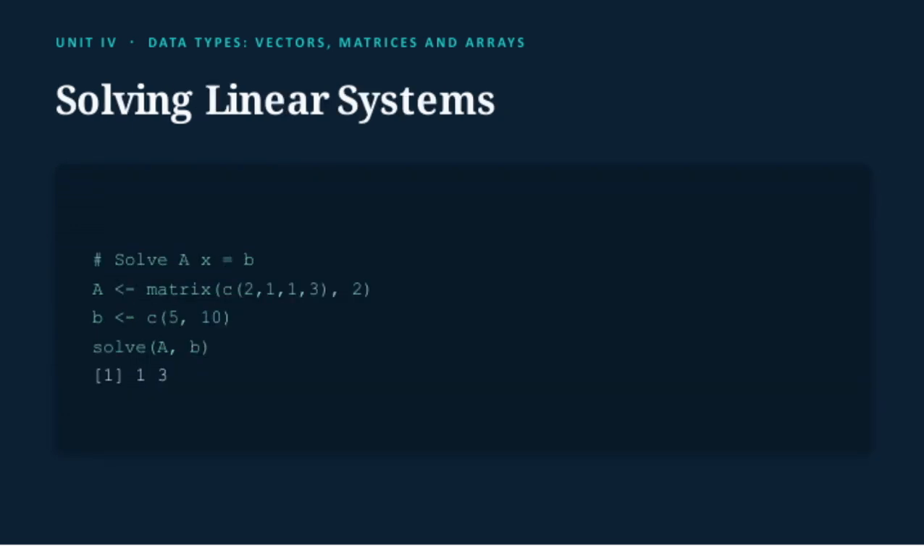Now let's look at solving a simple linear system. We have a matrix A and a vector b. Our goal is to find the vector x that satisfies the equation A times x equals b. Using the solve function, we plug in A and b, and it returns the solution vector. In this case, x equals 1 and 3. This is a fundamental step when working with matrices. It helps us find unknowns efficiently.